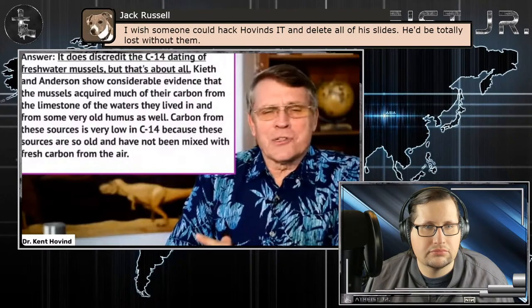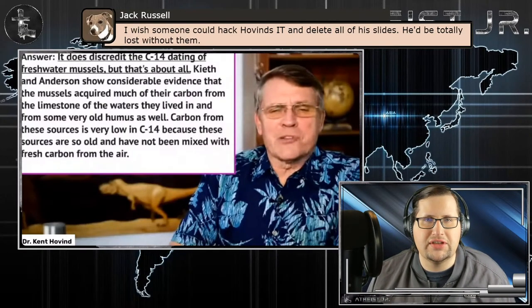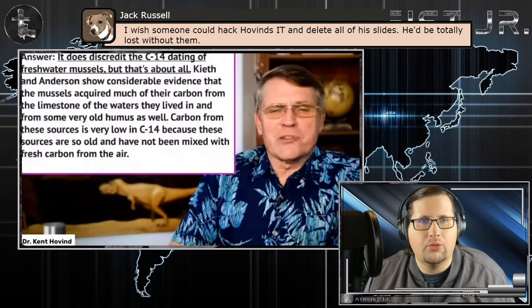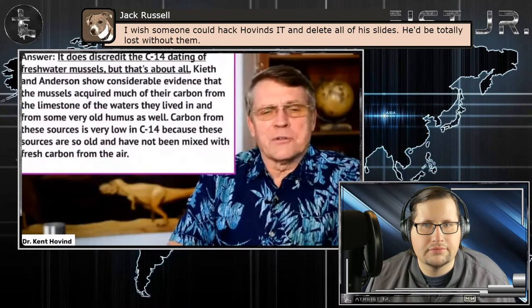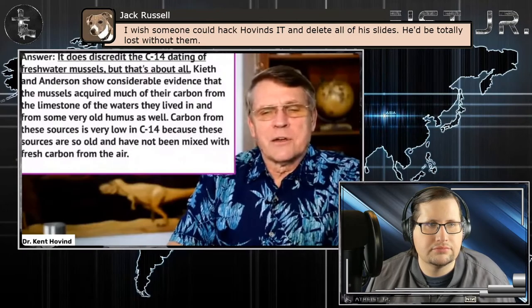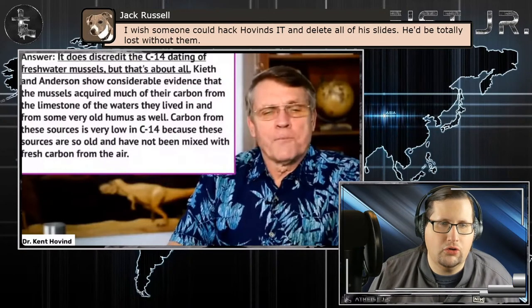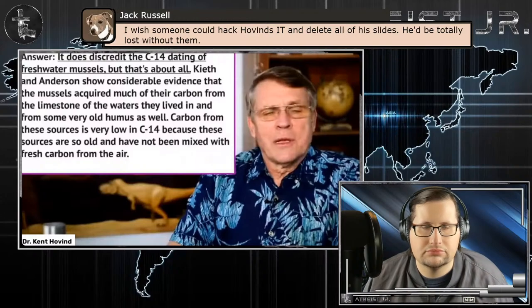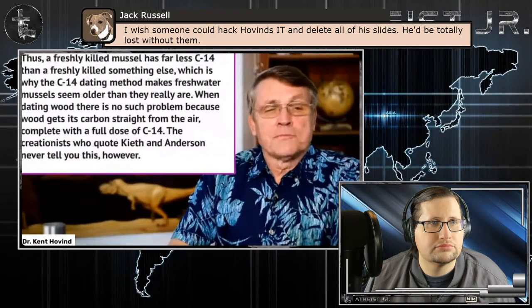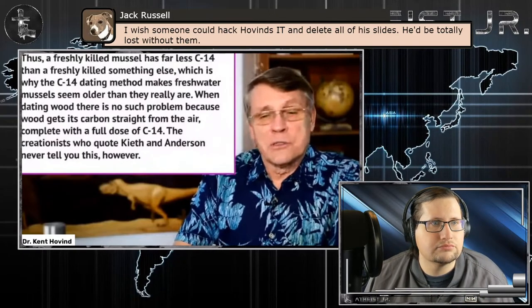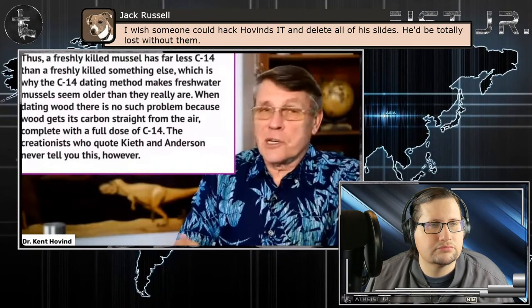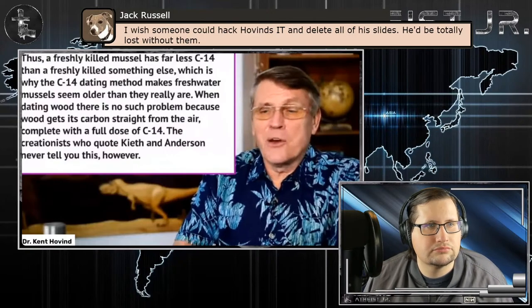Keith and Anderson show considerable evidence that the mussel. I like how he mugs at the camera like this is such a slam dunk. It's like, yeah, we already know. Mussels acquired much of their carbon from the limestone in the waters they lived in, and the waters that the Hovinds lived in. And some from very old humus as well. Thus, a freshly killed mussel has far less C14 than a freshly killed something else. What? So this is an example of contamination. You can't know those things.